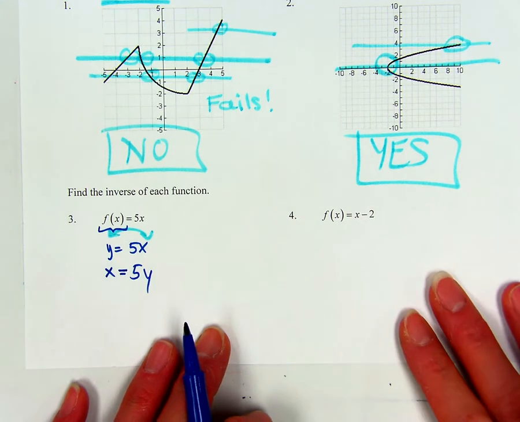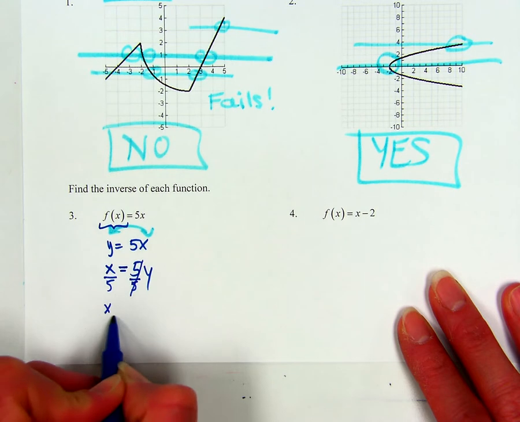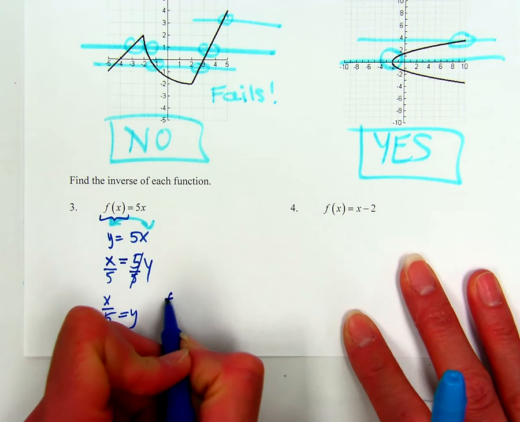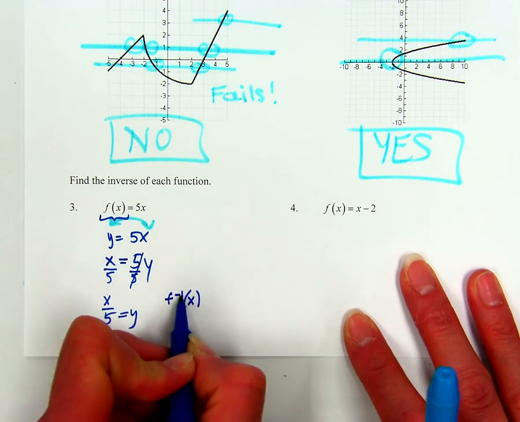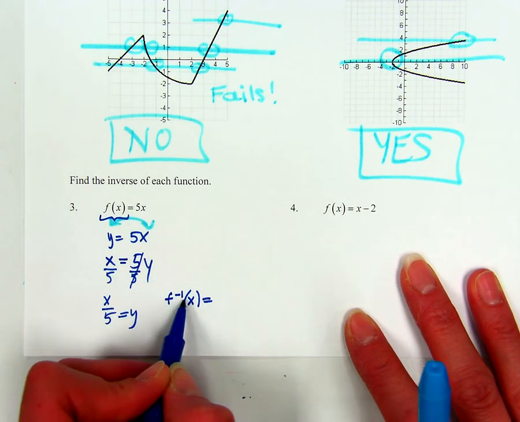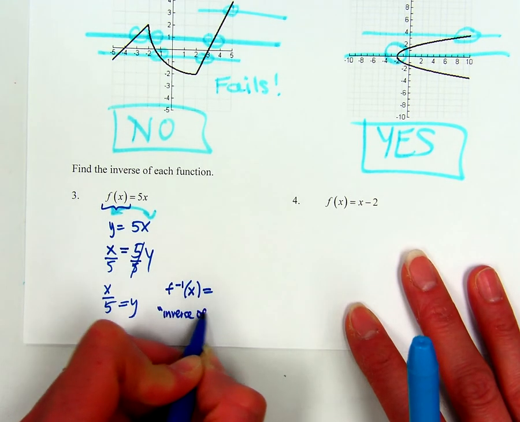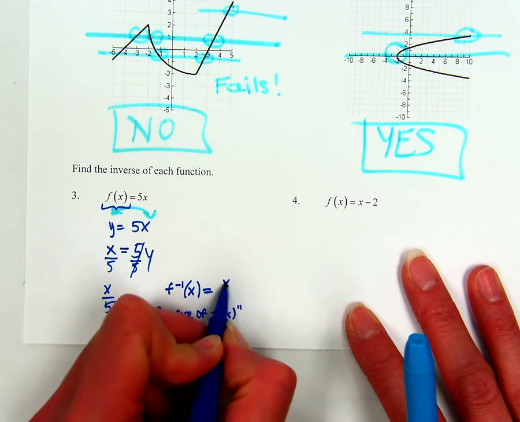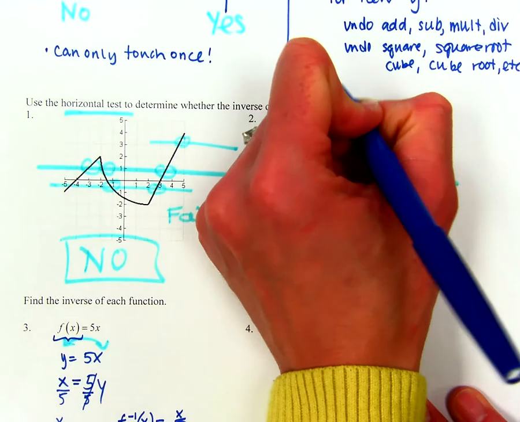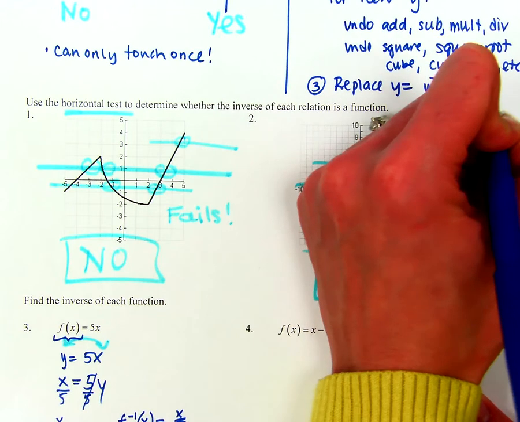But now I need to get my new y by itself. So how would I keep this by itself? I need to divide by 5. Right, so I have x over 5 equals y. Now, you're going to sometimes see this written with some function notation. And the inverse of something uses this -1 symbol. So the inverse of f of x is f with a -1 of x. You just call it the inverse of f of x. And that equals x over 5. Okay, so maybe as our last step here, we'll add on a third step. Replace y equals with the inverse symbol.